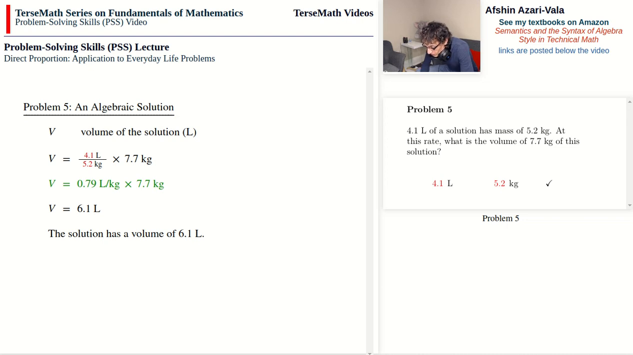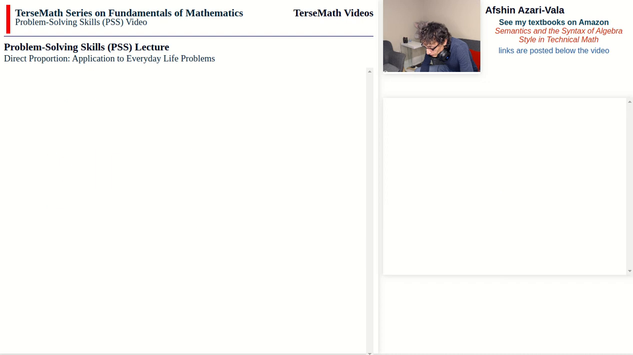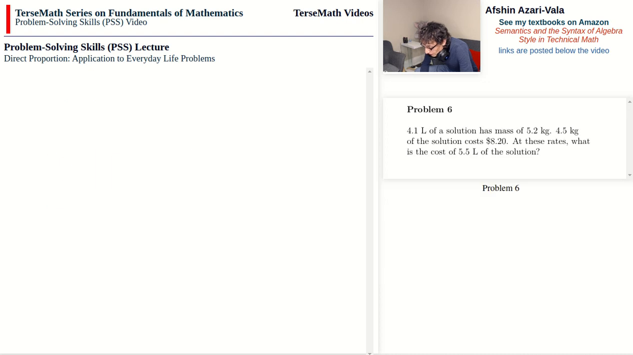Now all of these problems have been the kinds of problems where we had only one relationship. Here comes a problem where there are two relationships that are given. This problem says 4.1 liters of a solution has a mass of 5.2 kilograms. 4.5 kilograms of the solution costs $8.20. At these rates, what is the cost of 5.5 liters of the solution? So there are two relationships that are given right now. 4.1 liters relates to 5.2 kilograms, and 4.5 kilograms relates to $8.20.